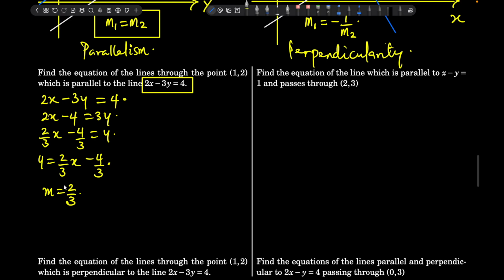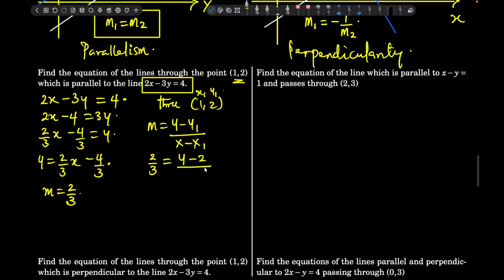This slope is now what you are going to use with this point. Don't forget when we learned how to find the equation of a straight line given the slope and a point. So it passes through 1, 2. So this should be x1, y1. So you now have m is equal to y minus y1 over x minus x1. So your m now is 2 over 3 equals y minus y1 over x minus 1.